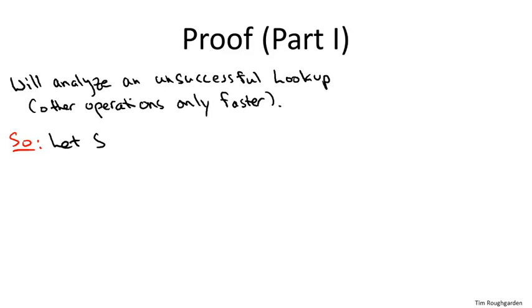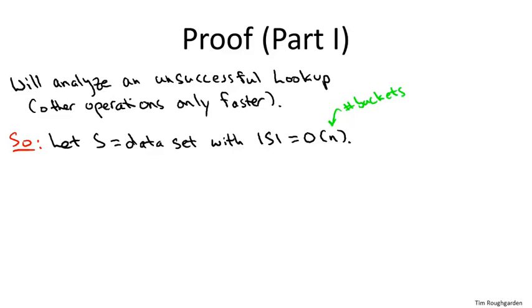So a little more precisely, let's let S be the data set. This is the objects that we're storing in our hash table. And remember that to get constant time lookup, it certainly needs to be the case that the load is constant. So we're assuming that the size of S is big O of the number of buckets N. And let's suppose we're searching for some other object, which is not in S, call it X. And again, I want to emphasize we're making no assumptions about what this data set S is, other than that the size is comparable to the number of buckets.